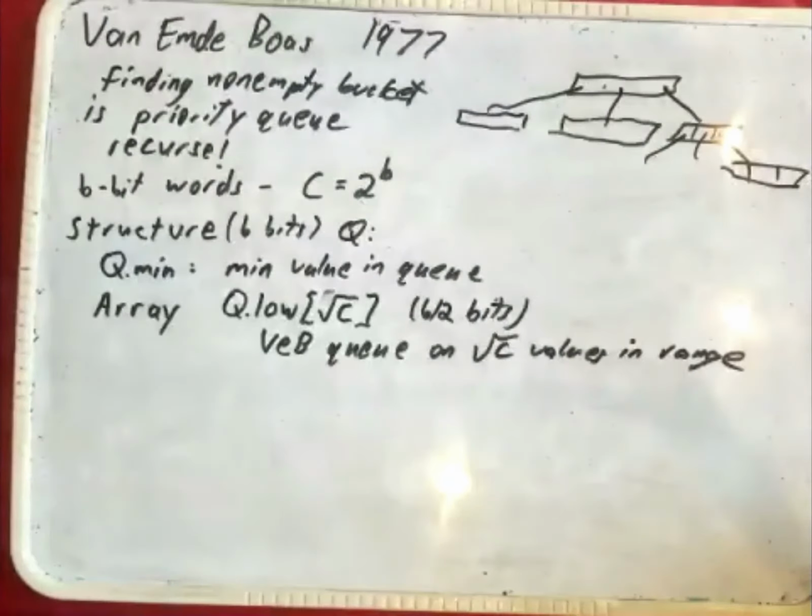So we take the entire range of size C and we break it up into square root of C subblocks of size square root of C. And on each of those subblocks, we generate another Van Emde Boas priority queue, and we point at it from this q.low array. Does that make sense?